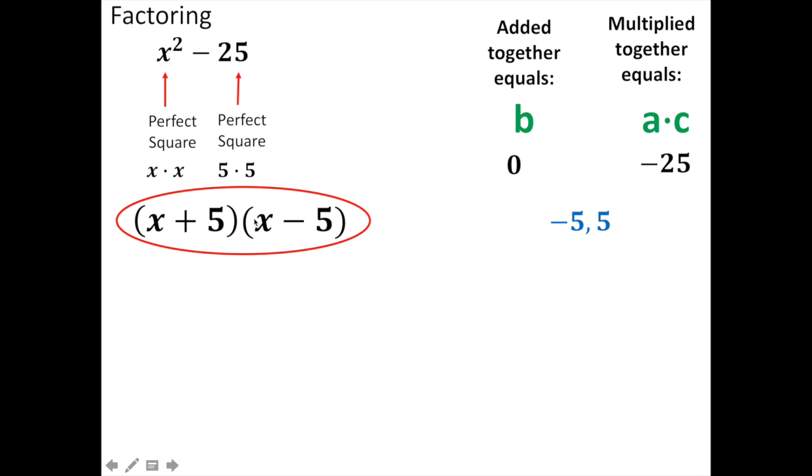I'm going to start with an x. There's my perfect square, my first one. My perfect square, my last one is a 5, then a 5, and then I write one positive, one negative. It doesn't matter the order. Okay, so let's look at this one.